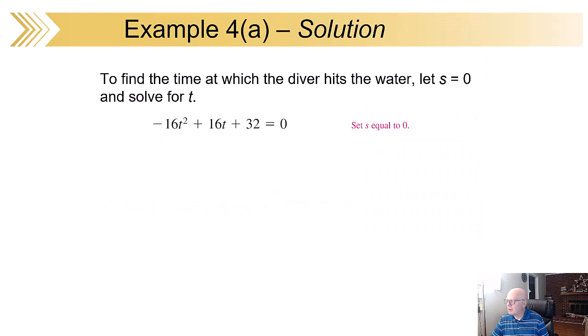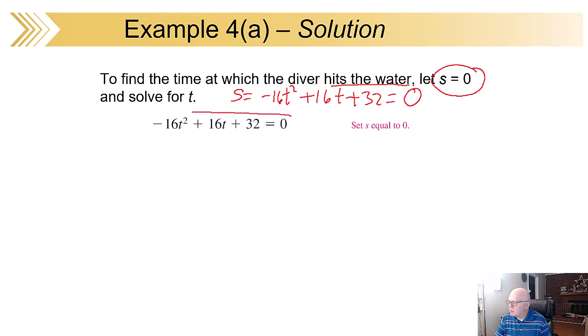So how can we do that? Well, first of all, we're going to start with the position function. And since we want to know when he hits the water, that's when his distance above the water is 0. He's hitting the water. So we take that s equals negative 16t squared plus 16t plus 32, and we'll set that equal to 0. He's hitting the water right that instant. So putting that 0 in, we've got a quadratic equation.